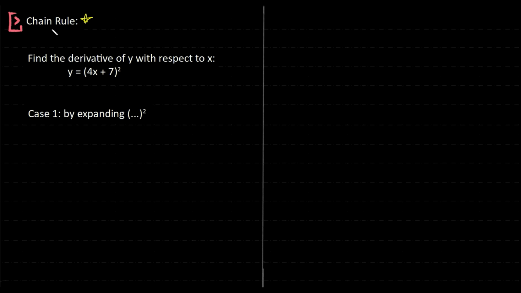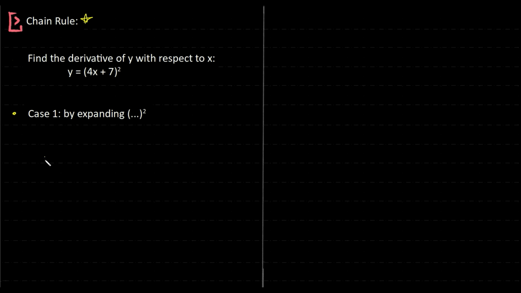Let's look into something called the chain rule. We are trying to figure out the derivative of y with respect to x, wherein y is equal to (4x plus 7) the whole square. Traditionally, this is what we generally do. So we have y is equal to (4x plus 7) the whole square.